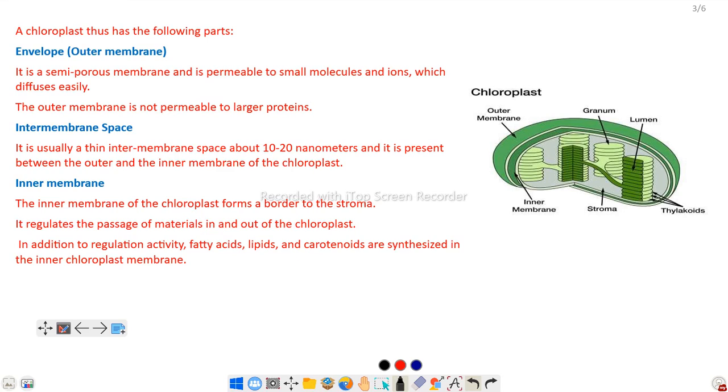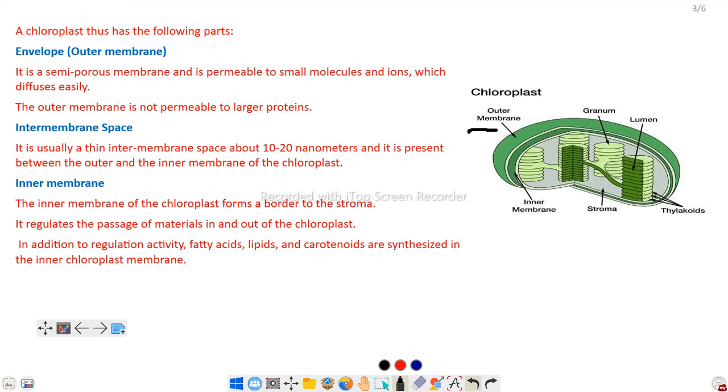So, chloroplasts thus contain the following parts. What are the parts? First is envelope or outer membrane. This convex structure is the outer membrane. It is a semi-porous membrane and it is permeable to small molecules and ions, which diffuse easily.